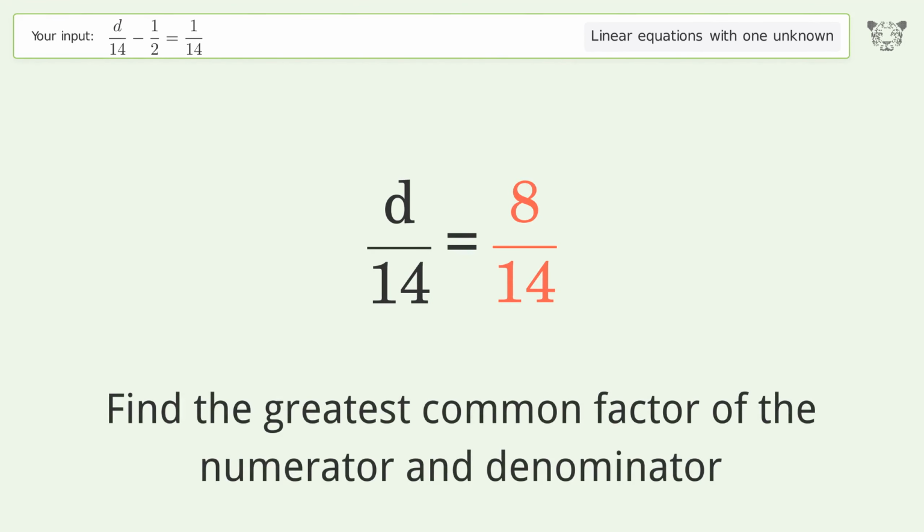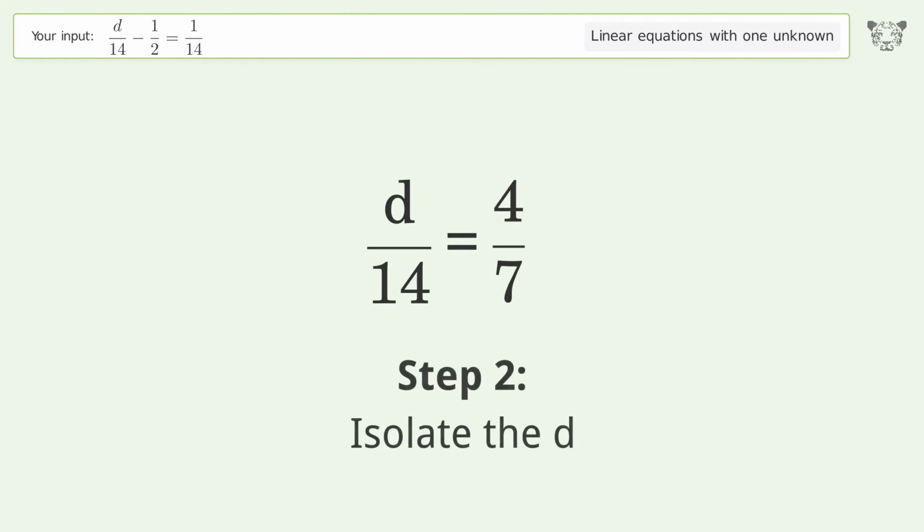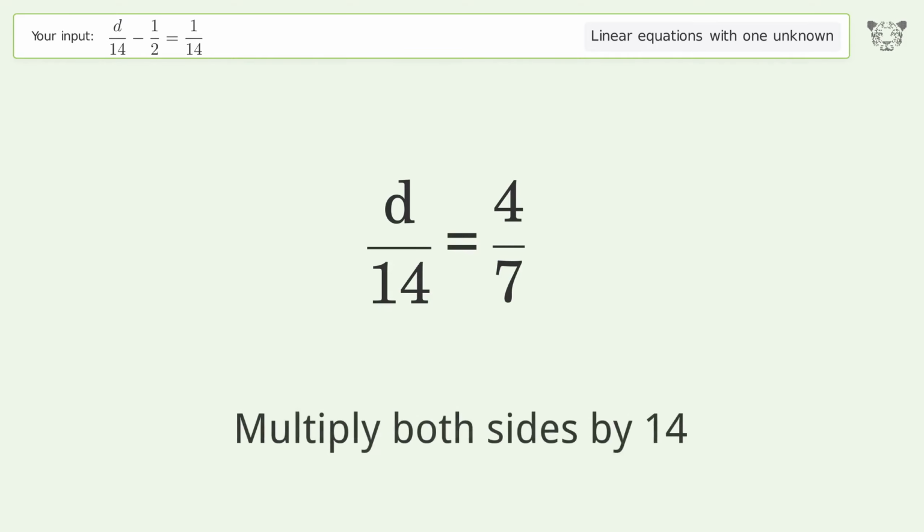Find the greatest common factor of the numerator and denominator. Factor out and cancel the greatest common factor. Isolate the d. Multiply both sides by 14.